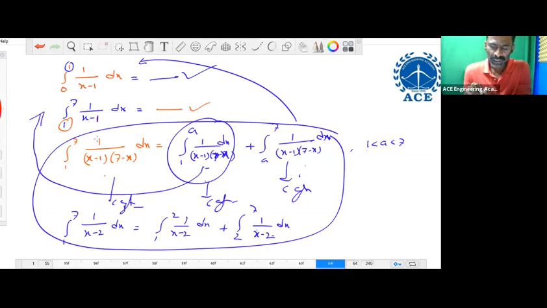But in the third example, the function is infinite at both limits. That's why we cannot do the integration directly. Here we have a method of evaluation for the improper integral. In this case, between 1 and 7, somewhere we choose some point. At that point, we break the interval and write the integral as a sum of two integrals. Then we discuss the convergence of this integral based on the convergence of these two integrals.